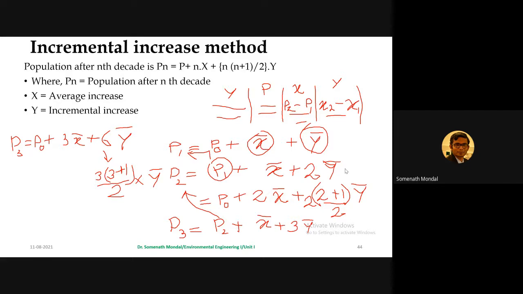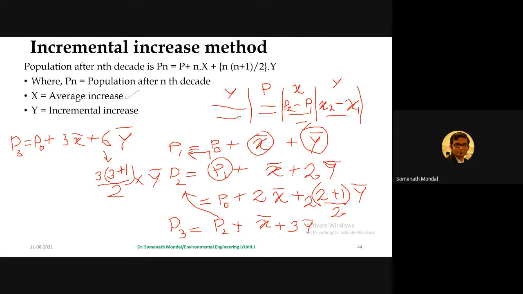Now the population after the nth decade can be expressed as Pn equals P0 plus n into x plus n into (n plus 1) by 2 into y. This is the formula which is actually adopted, where Pn you all know, x is the average increase and y is the incremental increase. In the arithmetic increase method which we discussed, we calculated the average increase. Now in this case, we will be calculating the incremental increase. So how is it obtained? We are going to see that now.